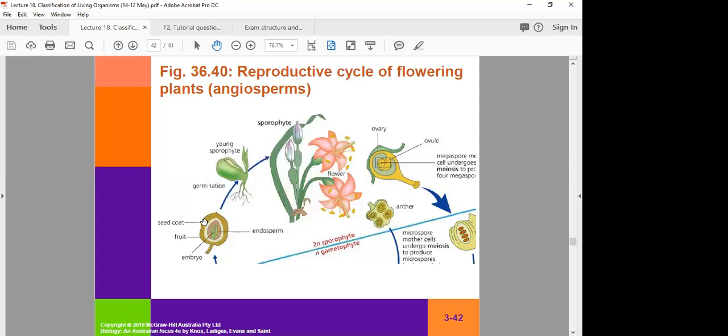And then this outer layer here in brown, this was originally part of the ovary wall. And that part of the ovary wall starts to develop into a fruit. And that fruit surrounds the developing seed coat. So that fruit could be, for example, the fleshy part of a grape berry, or the fleshy part of an apple. So let's just briefly look at fruits.